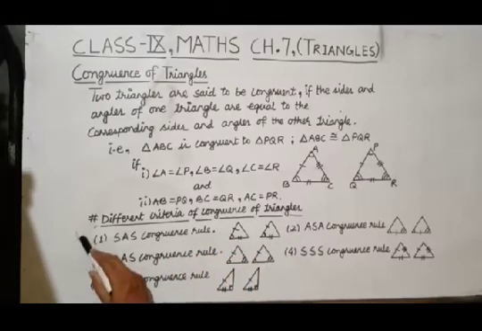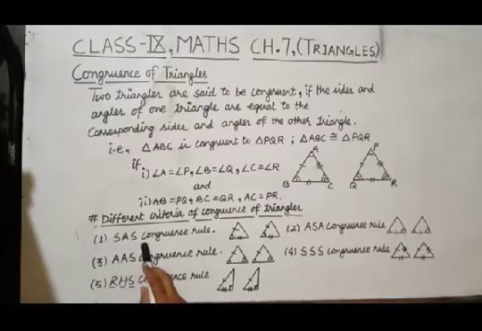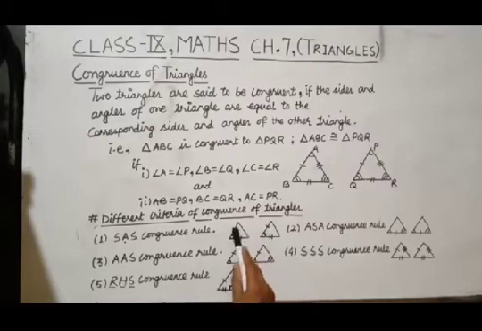Next to it, let's move on to different criteria of congruence of triangle. Here the very first congruence rule is SAS rule. Under this rule, you could observe that the letter A is in the middle of two S's. So two triangles are said to be congruent to each other if any two of their three corresponding sides are equal and the angle included between such two equal sides are equal as well.